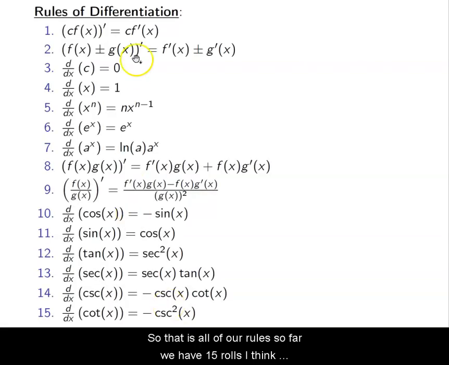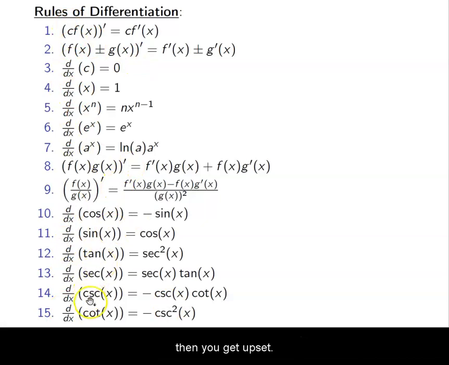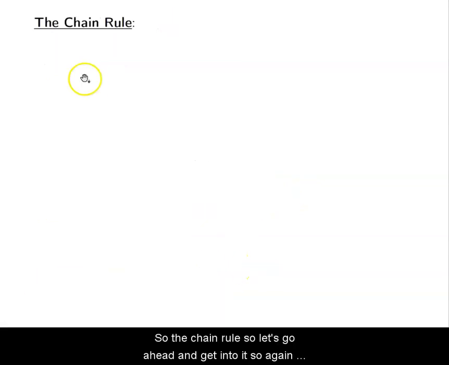Okay, so that is all of our rules. So far, we have 15 rules. I think by the time we're done, to be honest, not to scare you, I think we get up to somewhere around 30. Okay, so the chain rule. So let's go ahead and get into it.